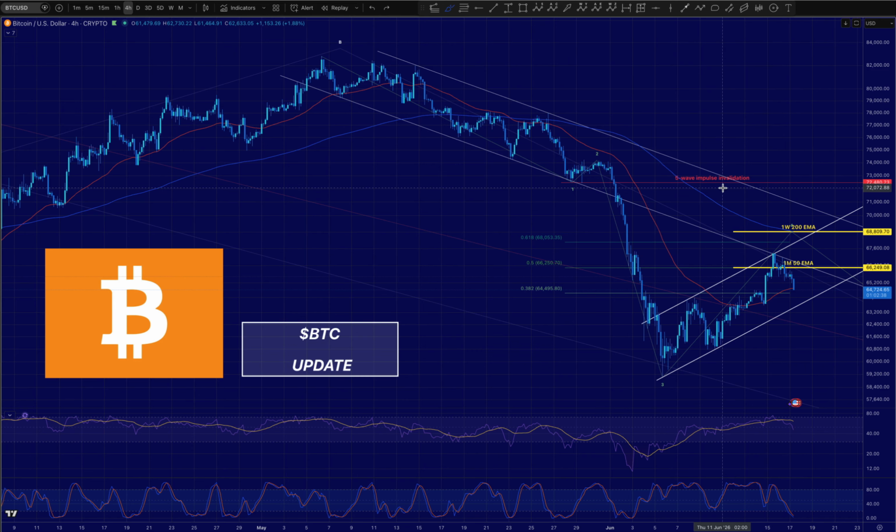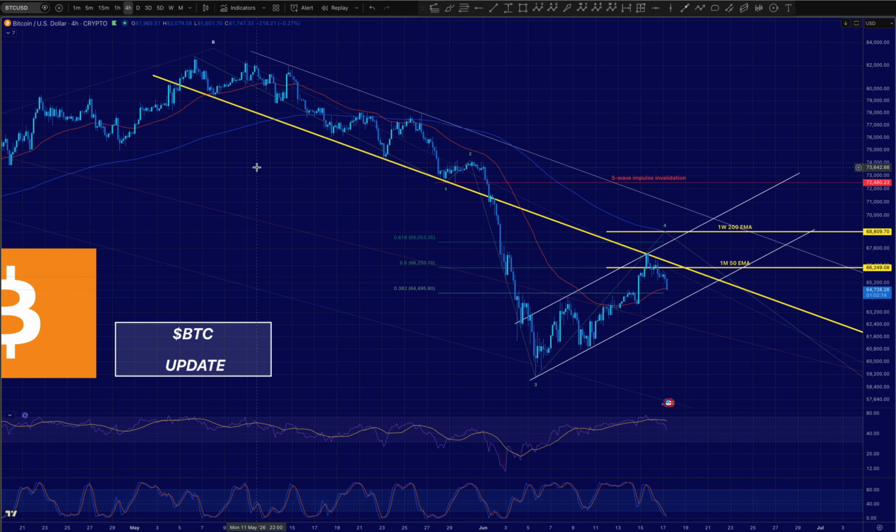Something interesting to note, where did it bounce off twice? Right here and right here. Exactly. Where is this? It's right here. And what's that? Well, that is a channeling resistance, which was support all the way up here for big times. Then Bitcoin broke that support on wave 3 and went down, and then back tested it right here.